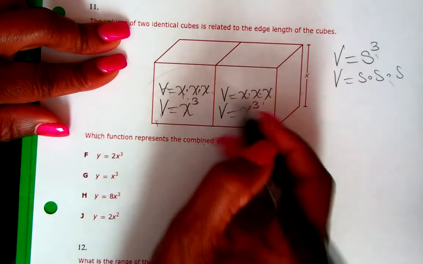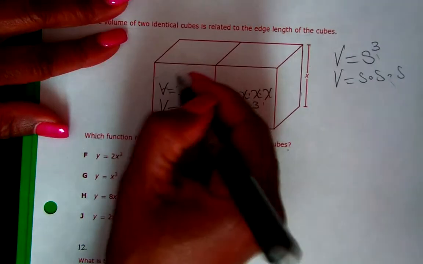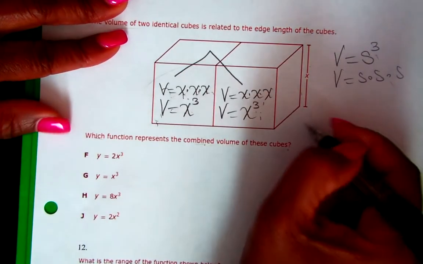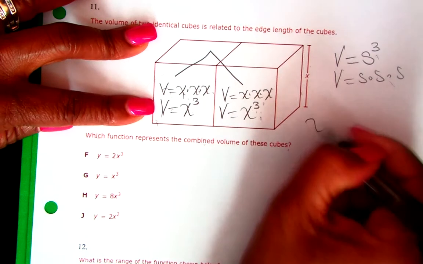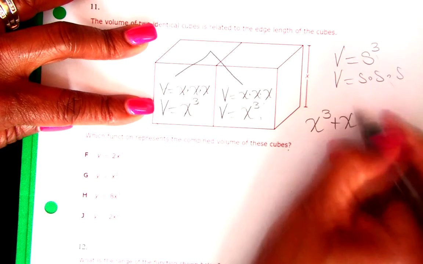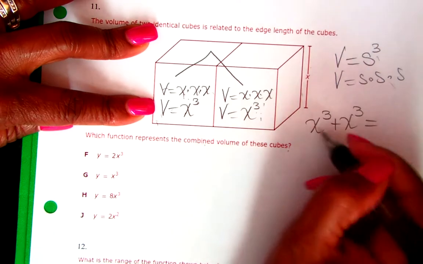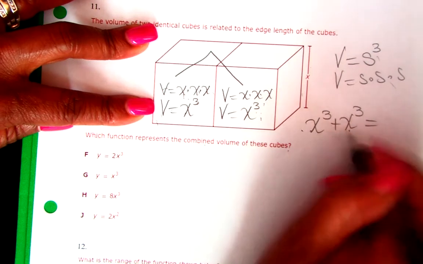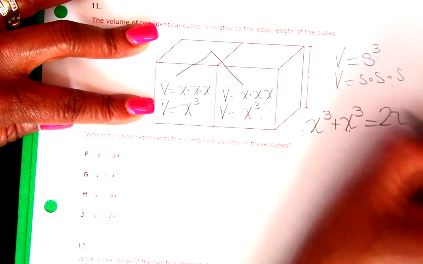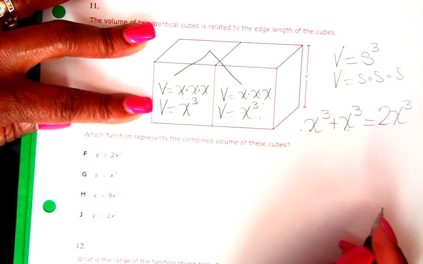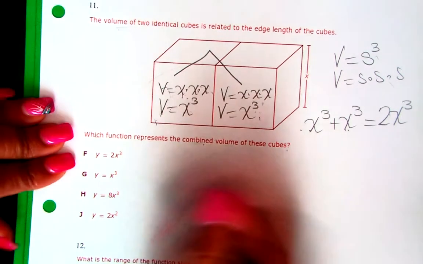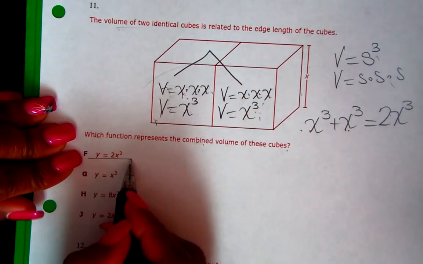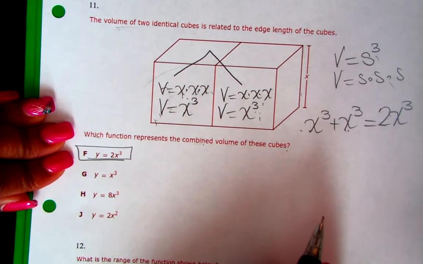So I know that if I combine these together, for both of them, I will have X to the third plus X to the third. How many do I have? I have 1 here, 1 here. So 1 plus 1 is 2. 2 what? 2x to the third. So I go and look, and I say, okay, y equals 2x to the third.